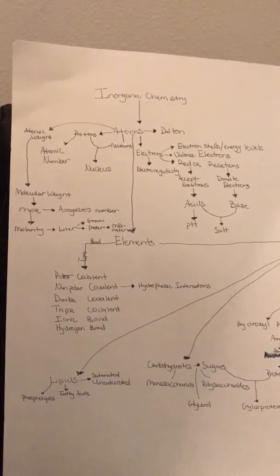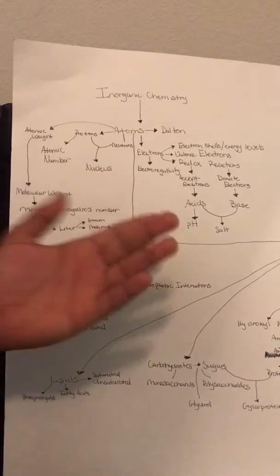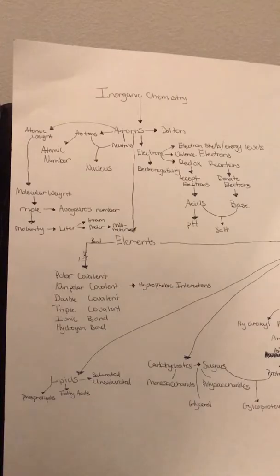Now, substances that accept electrons are acids, and substances that donate electrons are bases. And when you have reactions between acids and bases, usually a salt forms. Now, acids are measured in strength by the pH scale. The lower the pH, the more acidic something is.